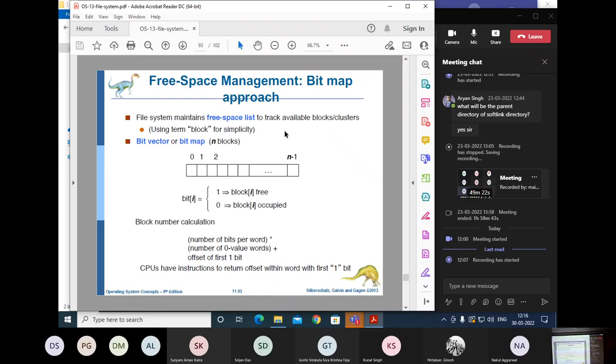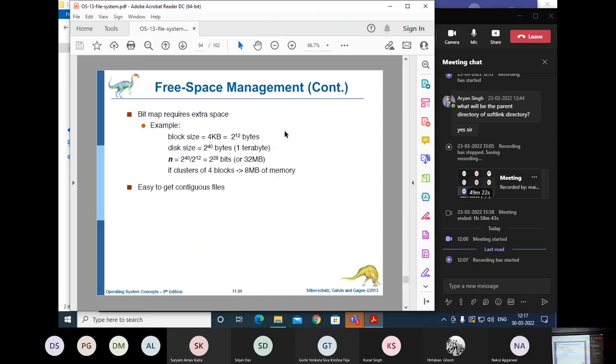Okay, so the bitmap approach is this. You basically take each block as 1 bit, 0 or 1, depending on whether it is filled or not. Then you use a CPU instruction to find out the first one in that bitmap array, divided into words. Now, what is the overhead of this? Essentially, the overhead is the space for the bitmap. You have to store and manage a bitmap.